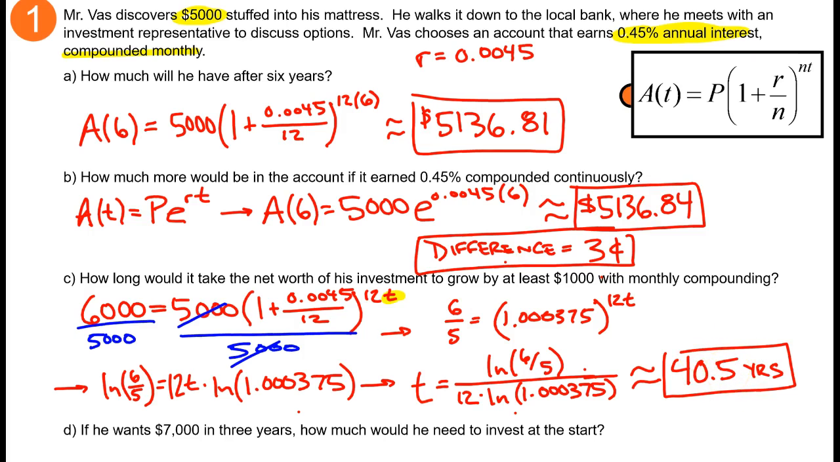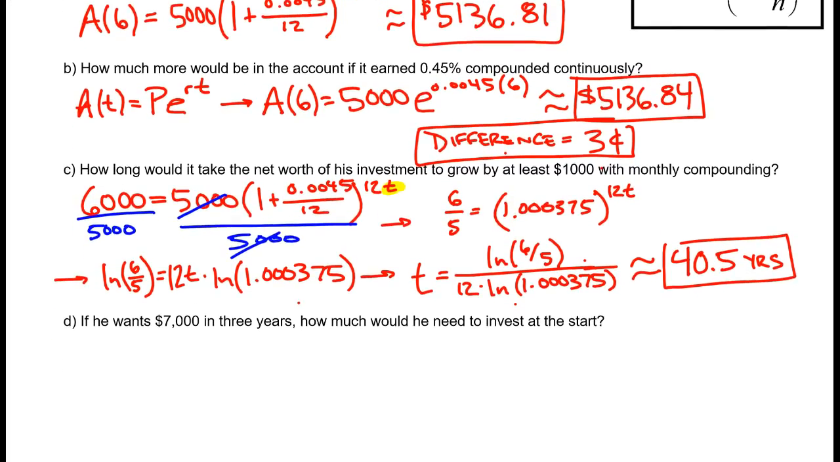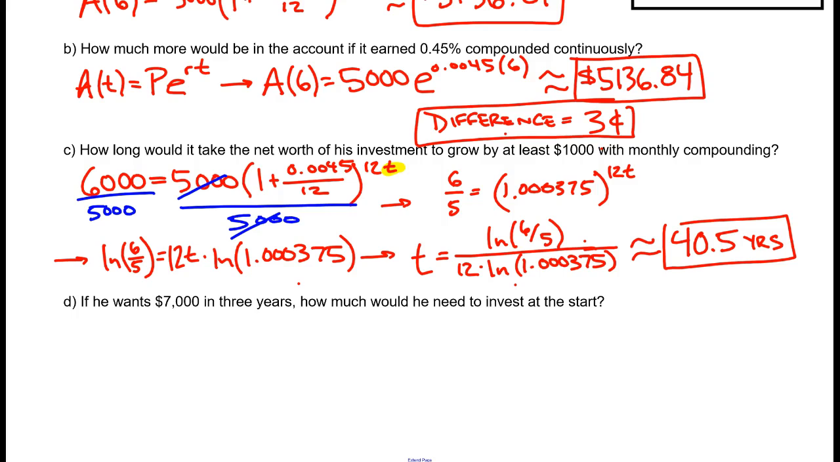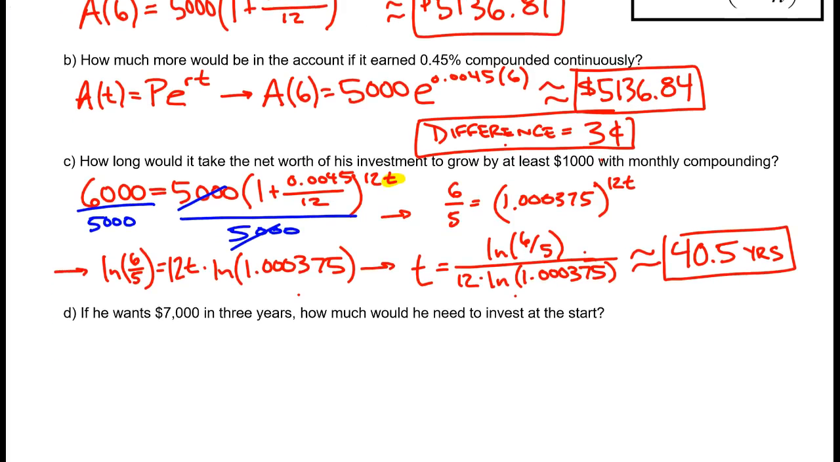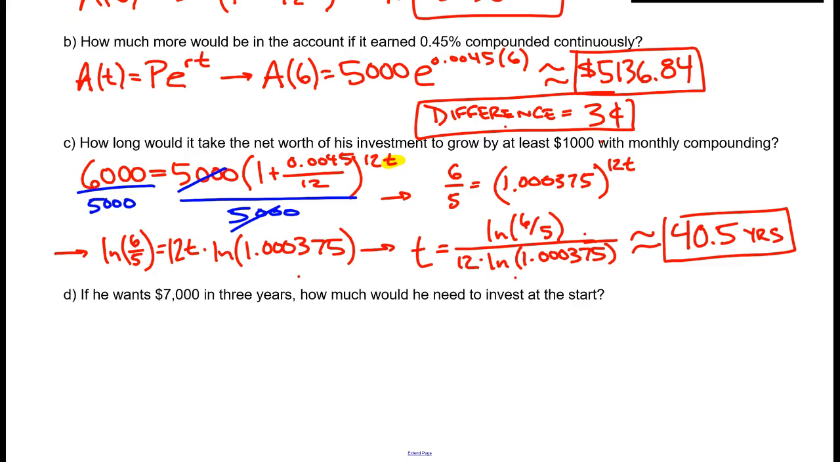We have one more part of this problem, and that is part D. It reads, if he wants $7,000 in 3 years, how much would he need to invest at the start? So again, this is kind of another curveball problem. It's a little bit different than just a straight plug and chug. So let's see if we can set this up. If he wants $7,000 in 3 years, how much would he have needed to start with? So in this problem, I'm given everything except the principal, the starting amount.